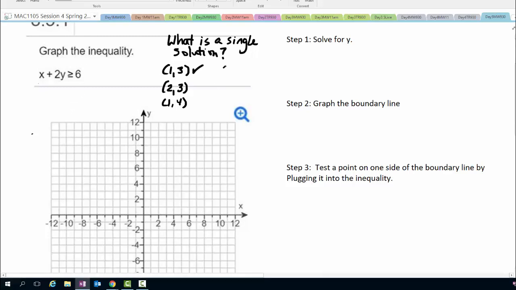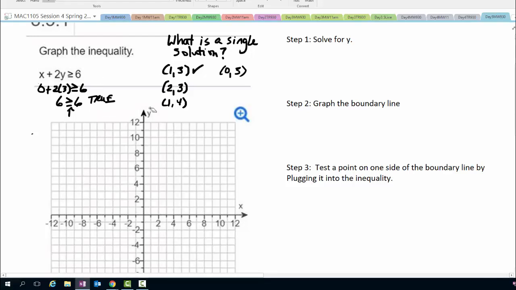Let me show you 0, 3. So 0 plus 2 times 3 greater than or equal to 6 would mean 6 is greater than or equal to 6. Is that true or false? Very good. That tricks people. It's true because it has an or equal to, right? If it didn't, if it was just 6 greater than 6, that would be false. Okay.